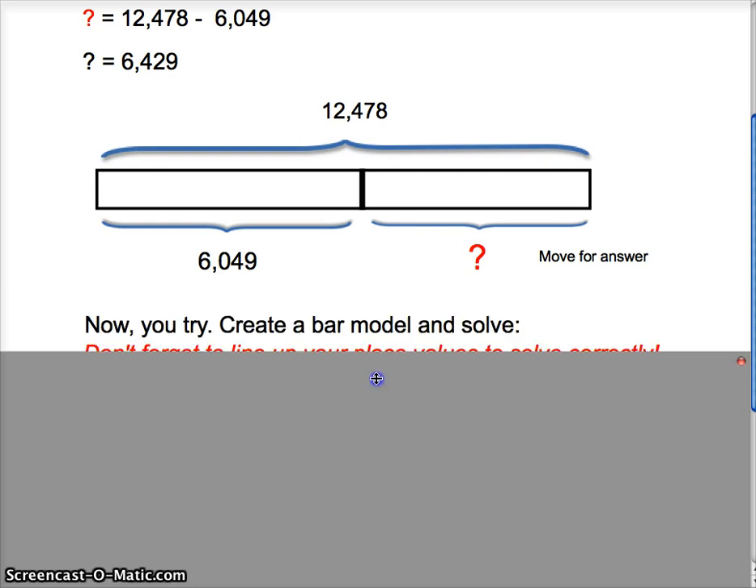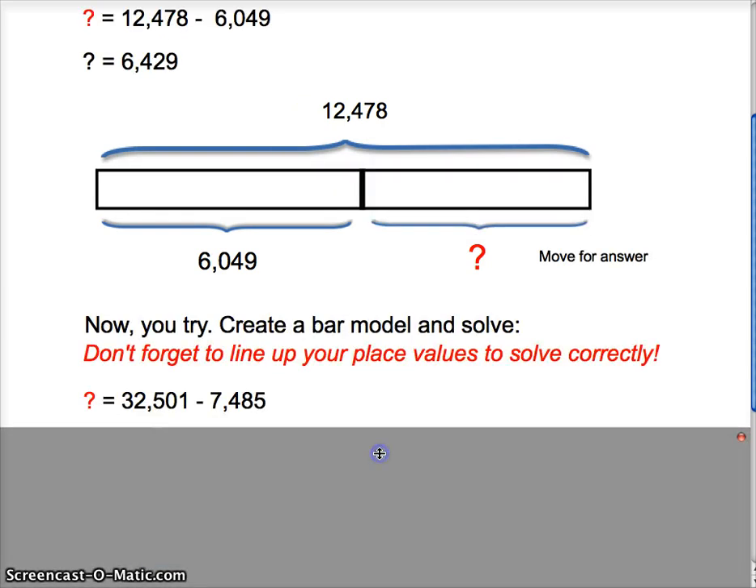So let's put that back, and let's go down and look at another problem and see if you can make the bar models for it. Here we go. There's another subtraction problem. See if you can make the bar models that represent this subtraction problem. Go ahead and try it now. Pause the screen and come back when you finish.